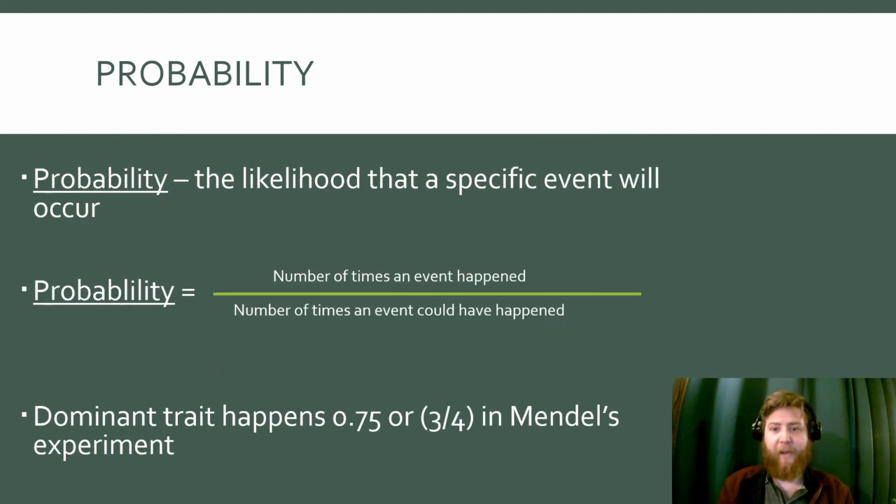So a lot of genetics comes down to probability, and probability, simply put, is the likelihood that a specific event will occur. And the equation for probability is this one here below. Probability is the number of times an event happened versus the number of times an event could happen. You'll want to have this equation ready to go. You'll be doing some Punnett squares, and you'll be needing this equation when you do them. So the dominant trait happened 0.75, or 3 out of 4. It happened 3 times out of the 4 total crosses in Mendel's experiment. So 75%. If you want to multiply this by 100 and get a percent, you can definitely do that.